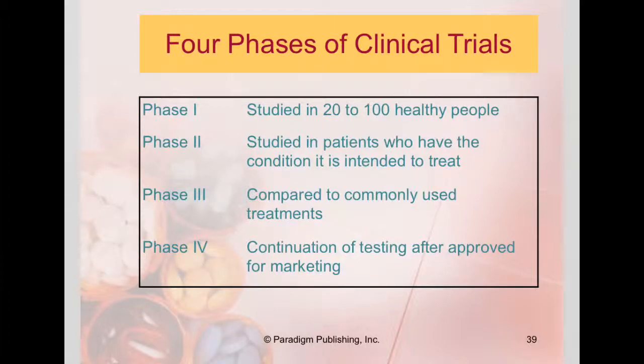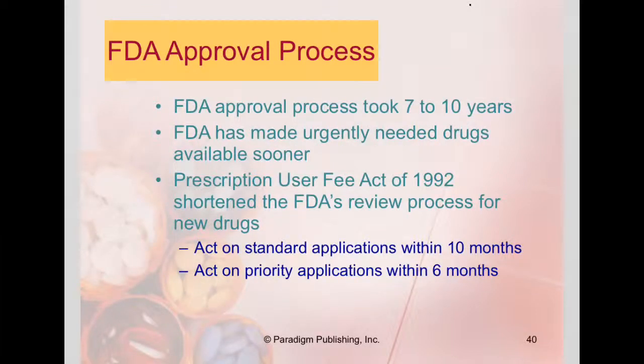So this only goes on if the FDA approves it, which is hardly ever. The approval process takes 7 to 10 years, but the FDA has changed things to where if the drug is needed urgently, if it's a major problem, they can fast track it. The Prescription Drug User Fee Act of 1992 shortened the FDA's review process for new drugs. They act on standard applications within 10 months and act on priority applications within 6 months.